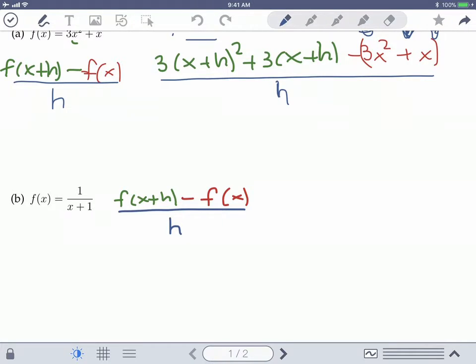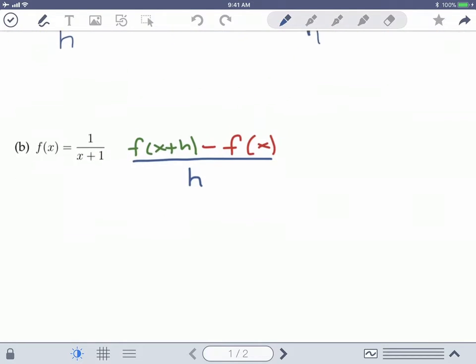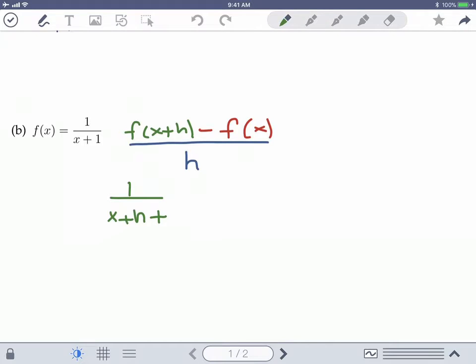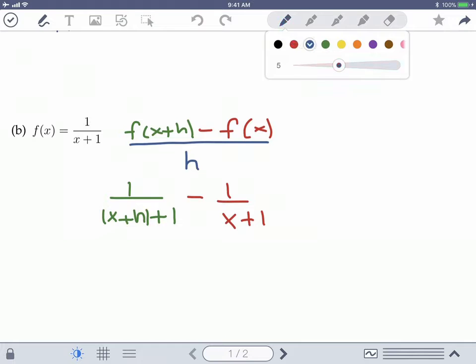So let me write this down here. This would be 1 over, instead of x, x plus h, and after that I add a 1. I didn't write a parenthesis here. You can write a parenthesis around x plus h if you want, but you don't need to, because that one is not going to affect anything in the denominator. Then I subtract f of x, so I subtract 1 over x plus 1. And then I divide all that by h.